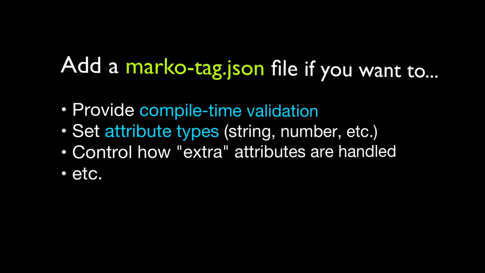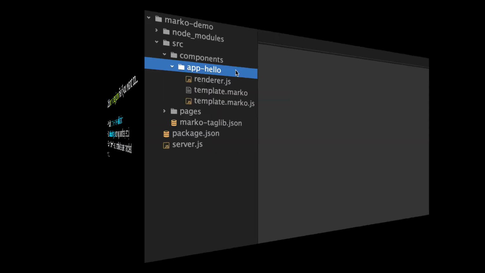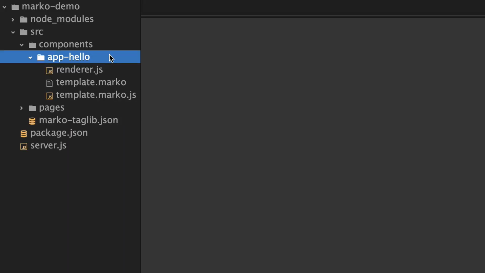Now is a good time to introduce JSON tag definition files. As a tag developer, you can provide a tag definition file to validate custom tag usage at compile time, and to also provide extra type information for tag attributes. Currently, our example custom tag does not have an optional tag definition file, but let's go ahead and add one now. Let's first create a marko-tag.json file in our tag directory.